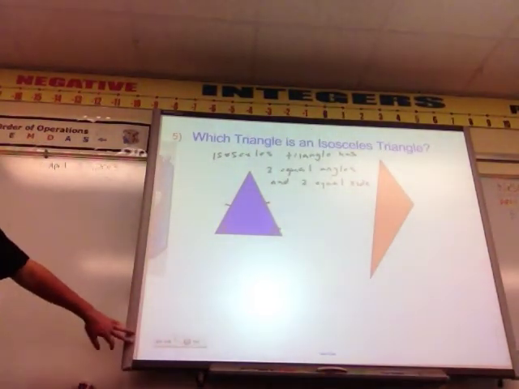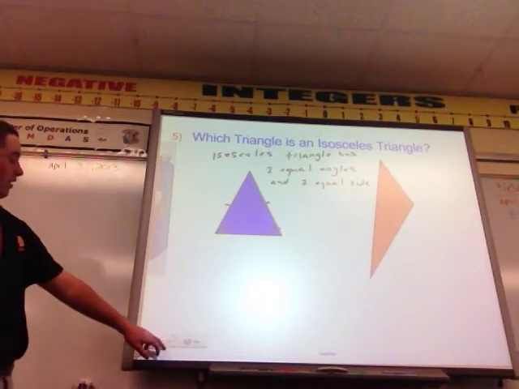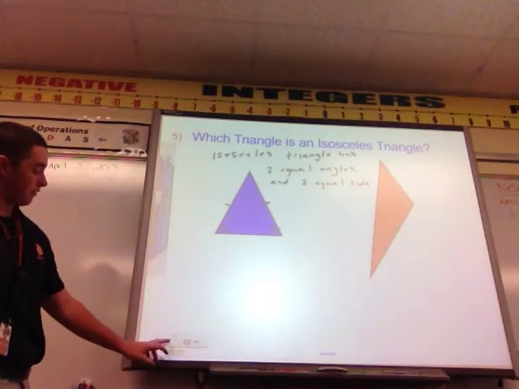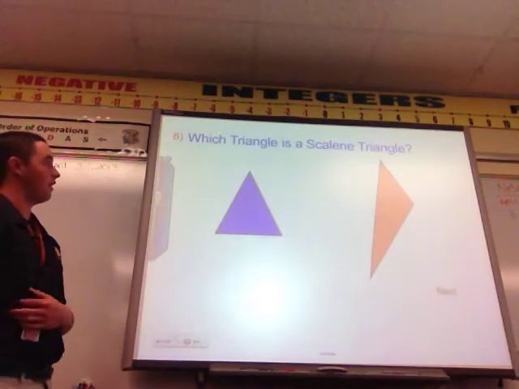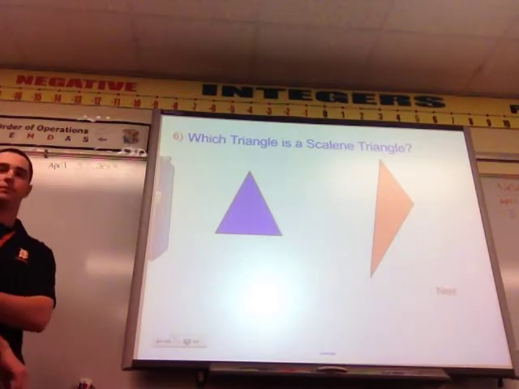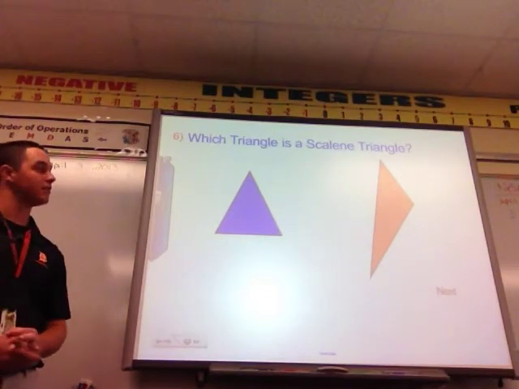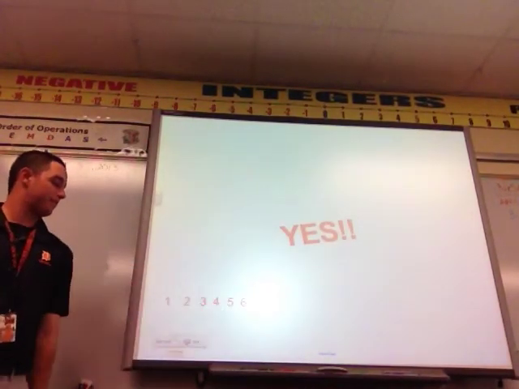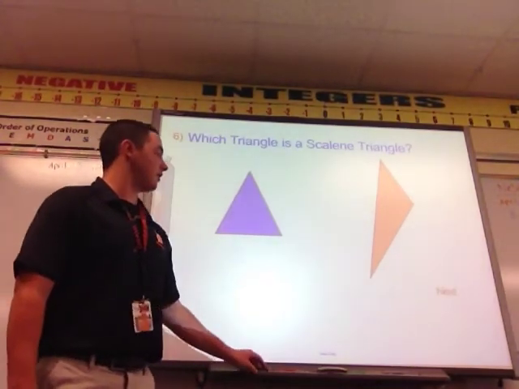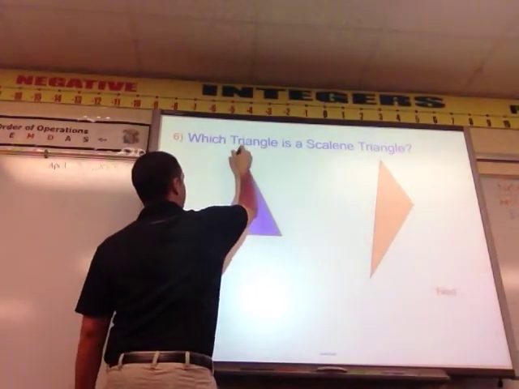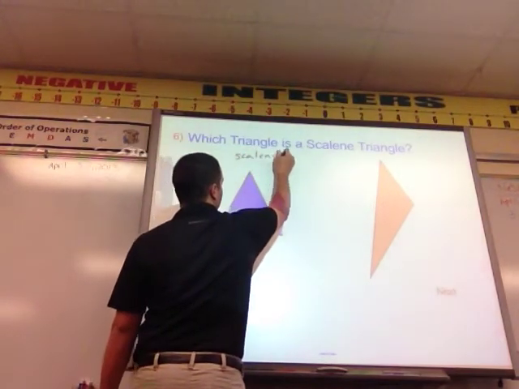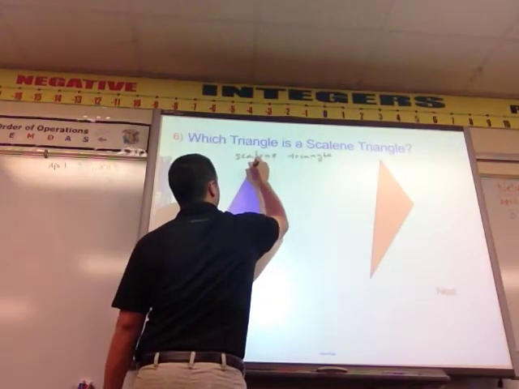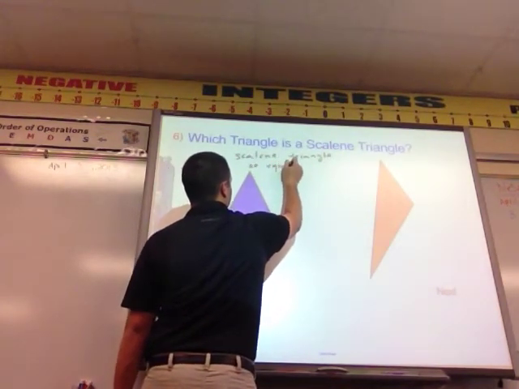So, everyone have all that written down? All right. Next. Which triangle do you guys think is a scalene triangle? The red one? Yep. A scalene triangle has no equal sides or angles.